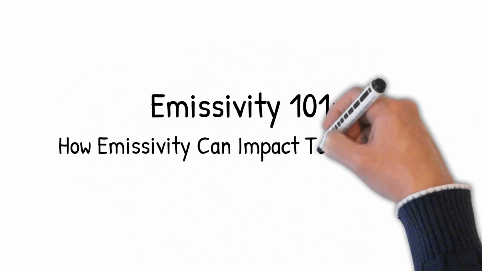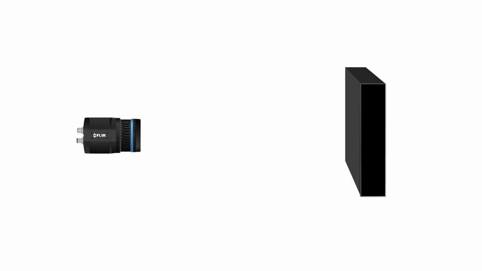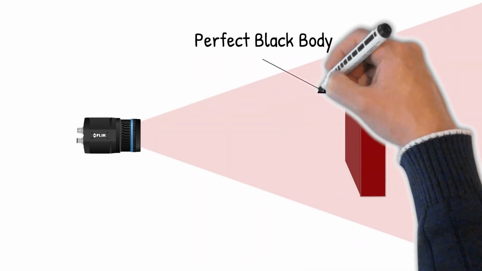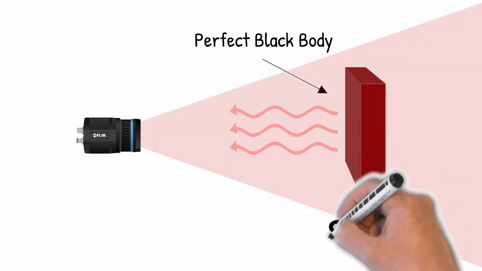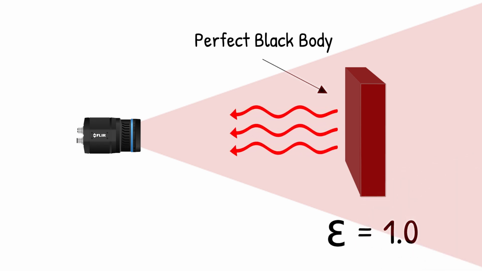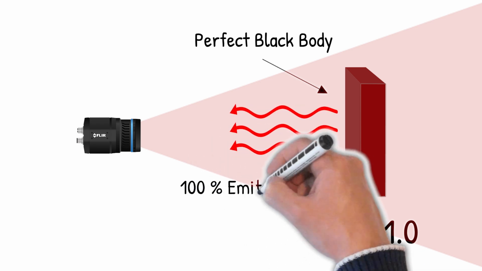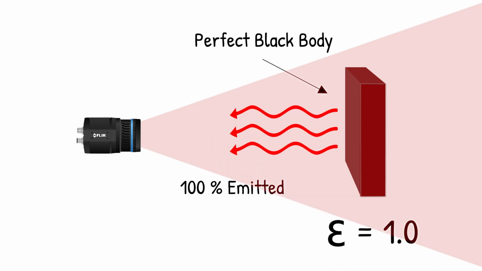Emissivity 101: How Emissivity Can Impact Temperature Measurement with an Infrared Camera. In this example, we want to sample and report the temperature of a perfect blackbody. Thus, the emissivity of our target is 1, or in other words, the infrared radiation from the target is 100% emitted from the target surface.